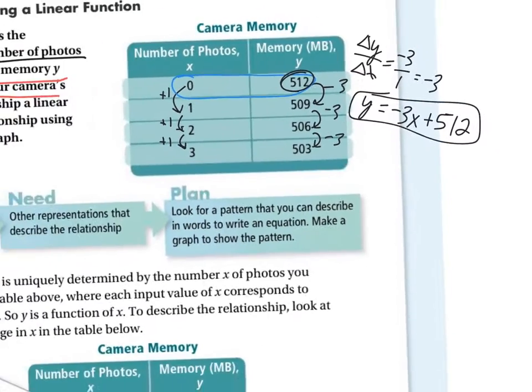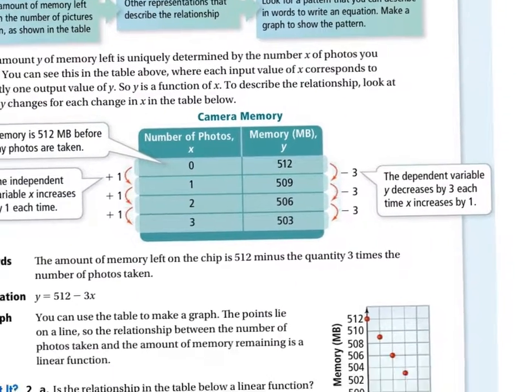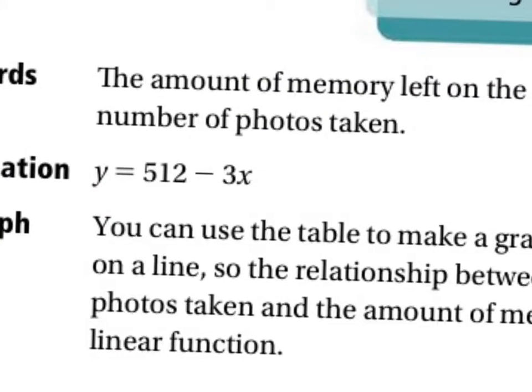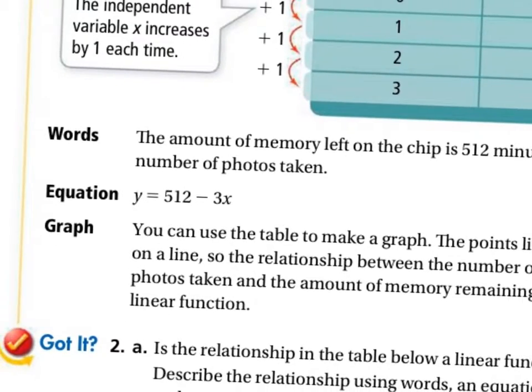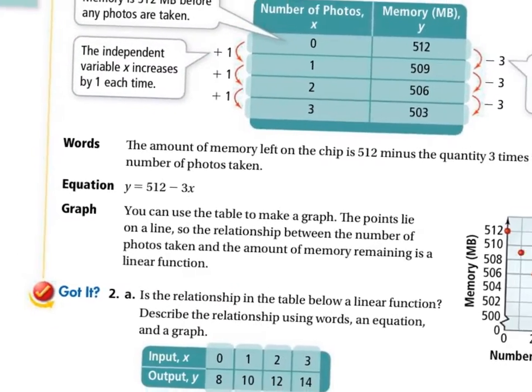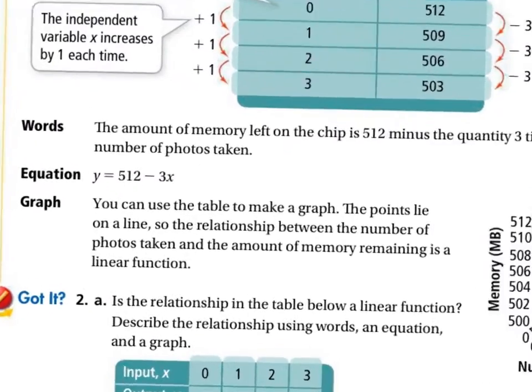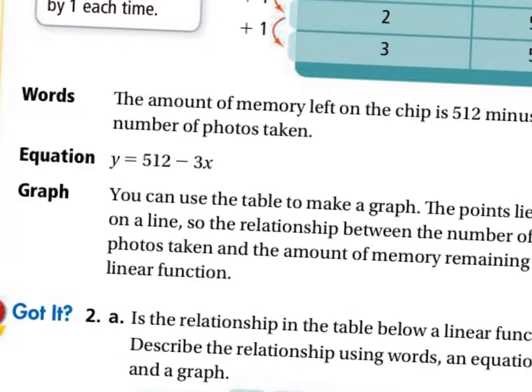The book, if you notice down here, they have the equation written differently. It's still the same thing. If you add the opposite, if you then change the order of these, you'll get the same thing. In words, they did this: the amount of memory left is 512 minus 3 times the number of photos taken. So if you like the format of their equation better, to think about we're starting with 512 megabytes and we're subtracting 3 every time, that's fine. You can do it in that order.